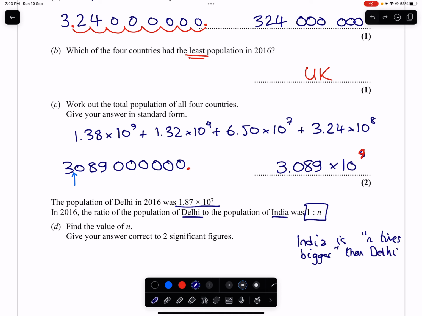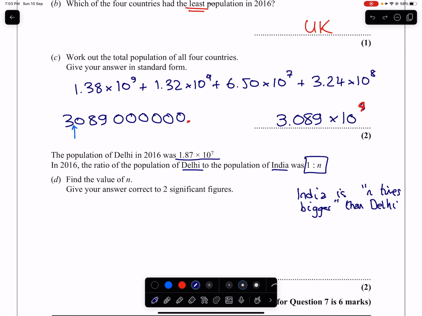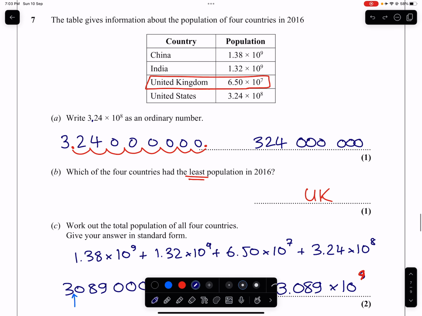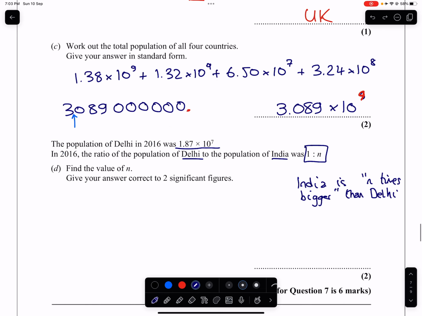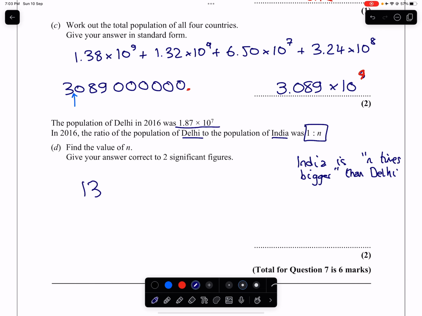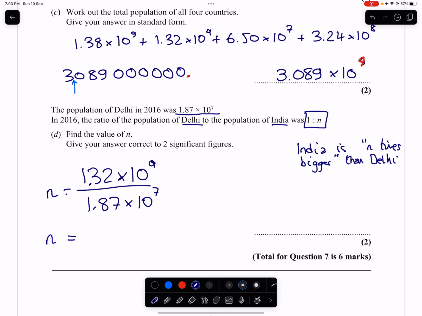So if India is n times bigger than Delhi, then India, which is 1.32 times 10 to the power of 9, we are going to divide that number by Delhi's population, which is 1.87 times 10 to the power of 7. So n is going to equal this. When we do the division, we end up with 70.5882, but the question stipulates for us to give your answer correct to 2 significant figures.